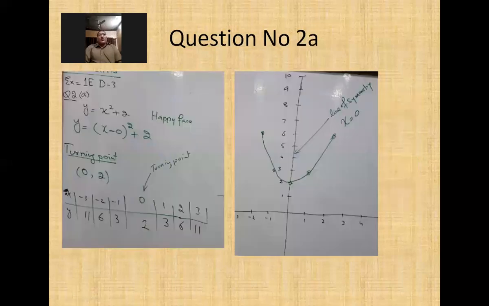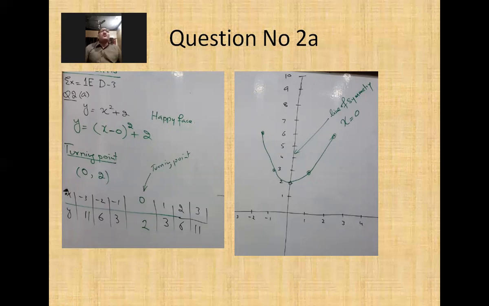Okay, so here we have question number 2 coming up on your screen, part A. In question 2A, we have y equals x squared plus 2, and you can see that it's a happy face because the coefficient of x squared is positive, so that's why it will be a happy face.